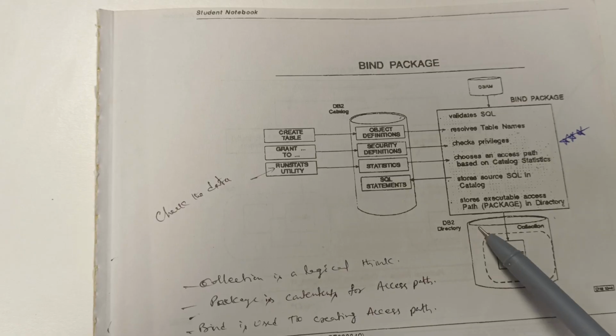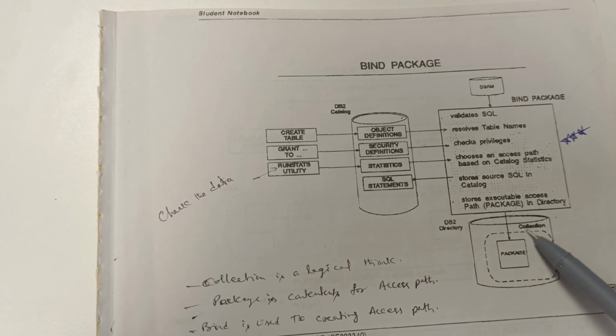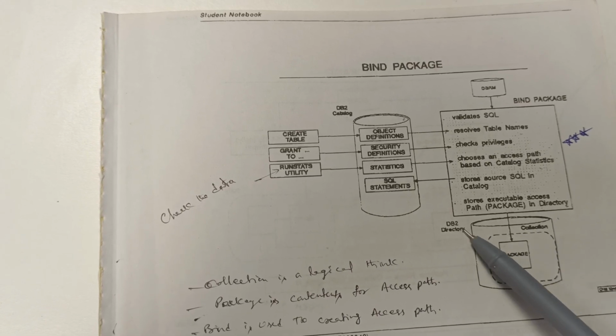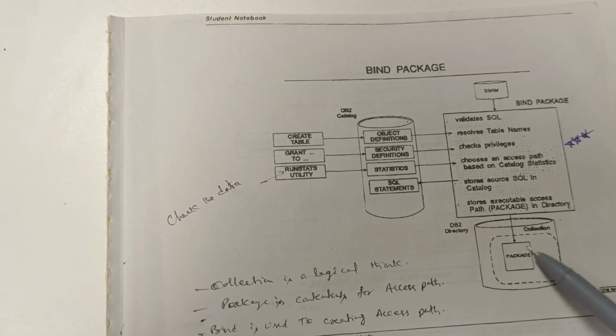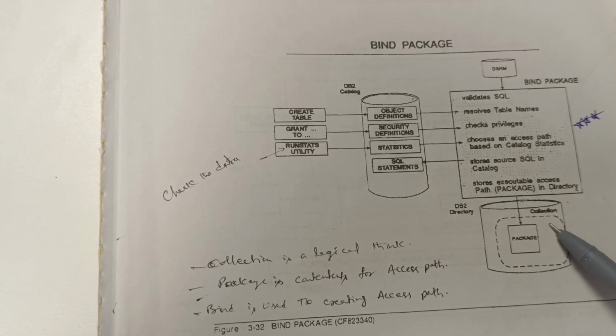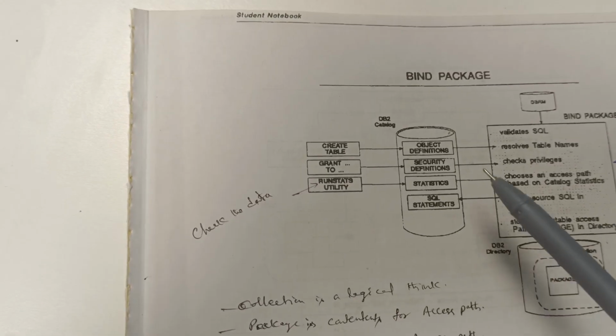This is the DB2 directory, and inside it we have the collections, and inside the collections we have the packages. In the DB2 directory we have different kinds of collections and packages. We will see in the next screen what a collection is and how many collections there are in DB2.